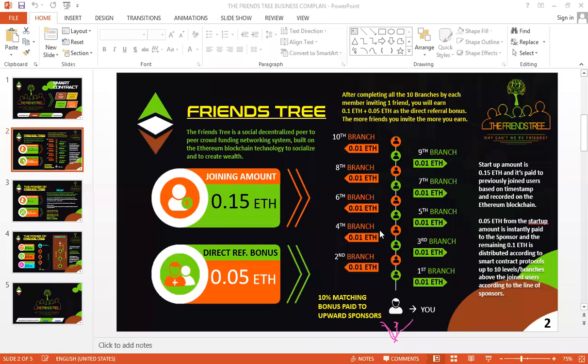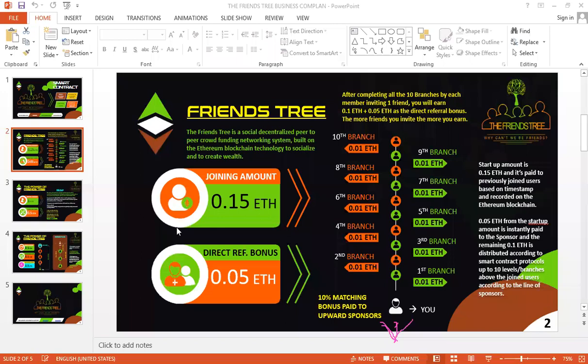Another 10% will be paid to the fourth upper sponsor. Another 10% to the fifth upper sponsor. Another 10% to the sixth upper sponsor. Another 10% to the seventh upper sponsor. Another 10% to the eighth upper sponsor. Another 10% to the ninth upper sponsor. And the last 10% remaining will be paid to the 10th upper sponsor. The total amount will be 0.1 Ethereum, which is the remaining balance, and that is 100%.